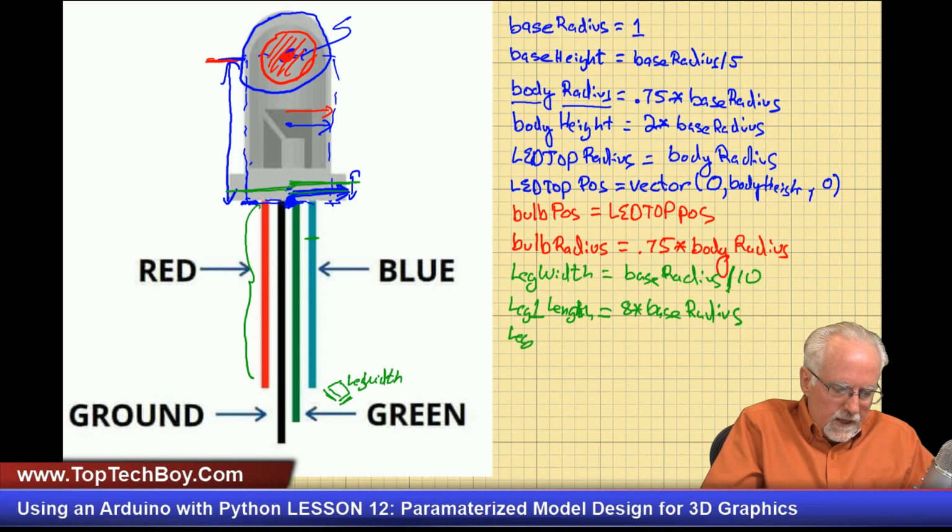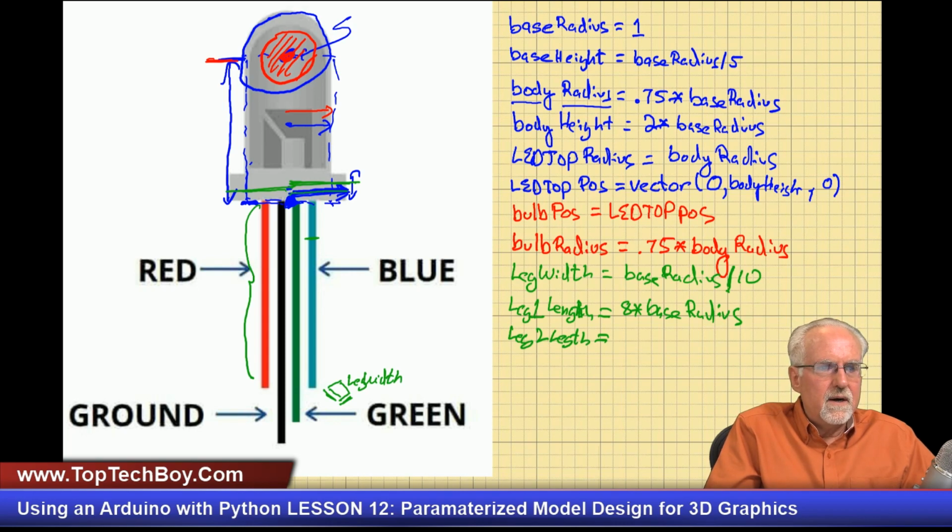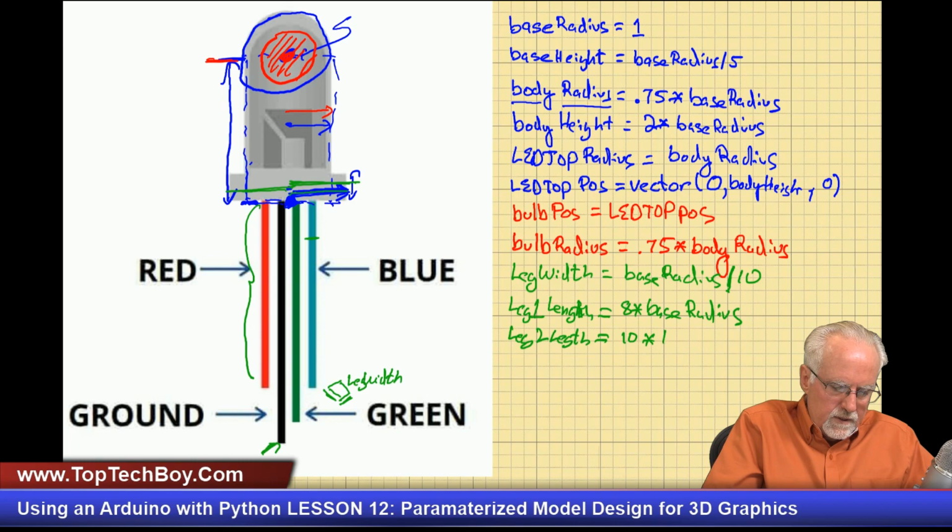Now I'm going to have leg 2 length, and leg 2 seems to be a lot longer, so I'm going to say it's 10. You see, this is leg 2. I'm going to say it's 10 times base radius. And now leg 3 length is going to be, it looks like between the two, so I'm going to say 9 times the base radius.